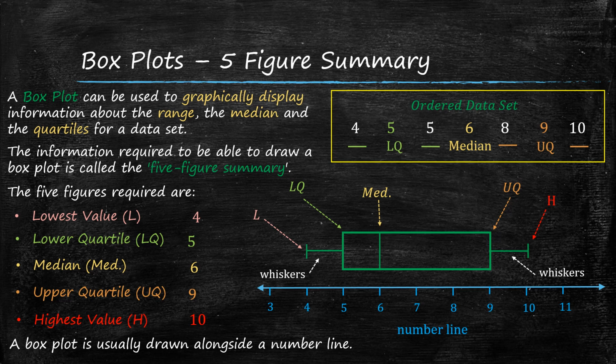So we're given the box plot, we can look at the whiskers and we can read off the lowest value, we can read off the highest value, we can read off the lower quartile from the lower end of the box, and we can read off the upper quartile from the upper end of the box, and we can read off the median as the line within the box. So a box plot gives us very useful information about our data set, or we can draw a box plot to represent useful information about our data set.